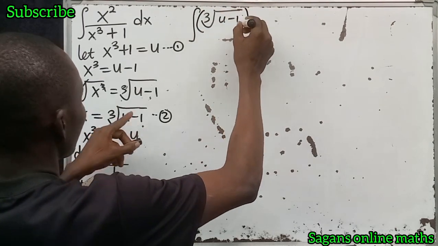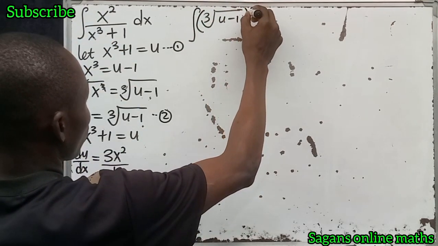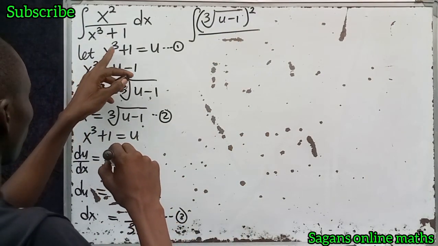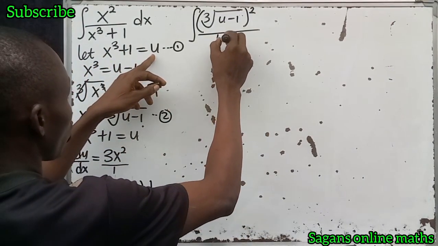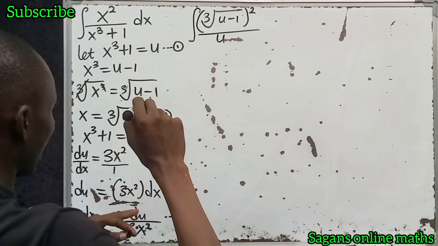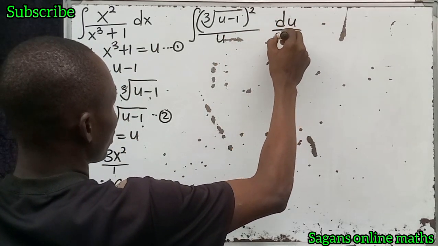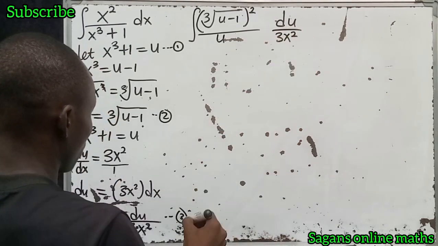Don't forget that this x you're seeing has a power of 2. So here is 2, divided by, now the denominator here, look at x to the power of 3 plus 1, is now u. So this is just u, right? And what about the dx? Our dx is du divided by 3x squared. Wow, this is pocket genius.